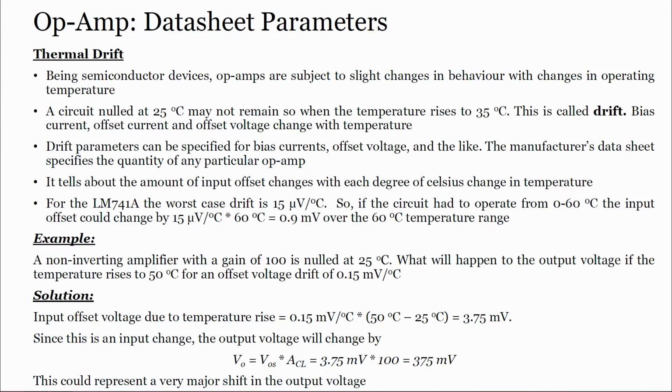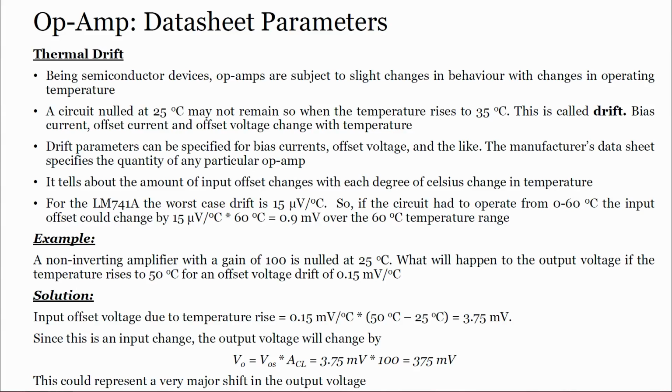Being semiconductor devices, op amps are subject to slight changes in behavior with a change in operating temperature. So if the temperature changes, because it is semiconductors, the op amps are subject to slight changes. A circuit nulled at 25 degrees may not remain so when temperature rises to 35 degrees. So if there is a temperature difference of 10 degrees, you will see there is a drift, and bias current, offset current and offset voltage change with temperature. So thermal drift is a very important parameter we need to understand.